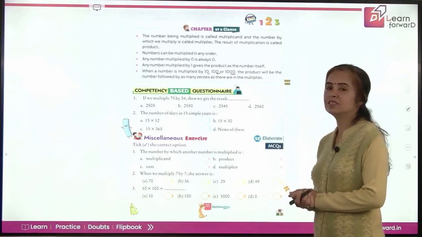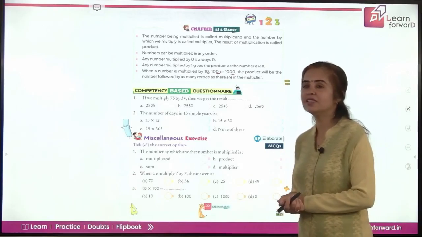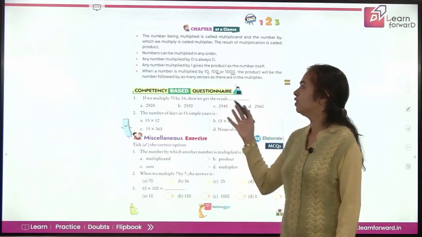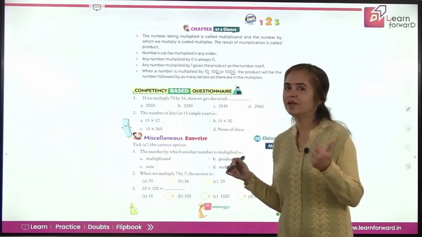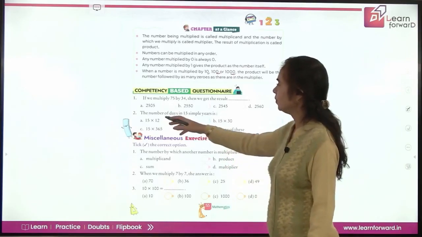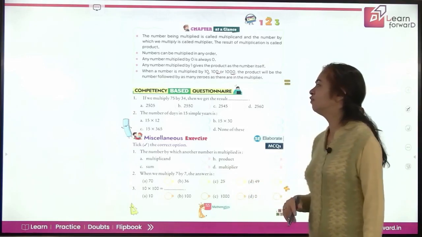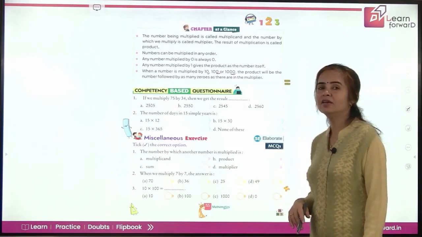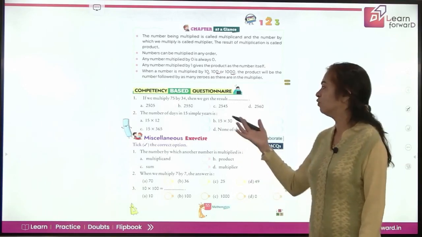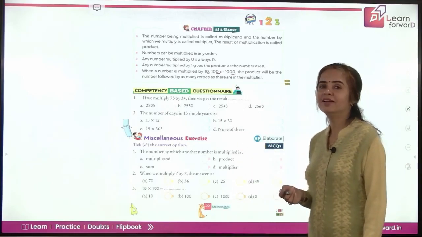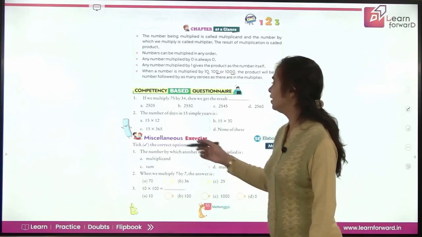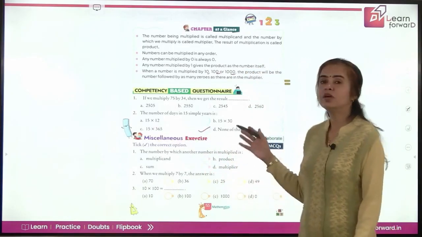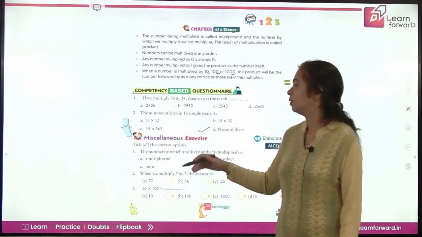Now, competency based questions for my little champs. If we multiply 75 by 34, then we get the result. Quickly multiply and get your answer. The number of days in 15 simple years. How many days are there in 1 year? 365. So in 15 years, how many will be there? Yes, you will be multiplying. So 15 times 365 is perfect. You don't have to find the answer, just the multiplication fact.